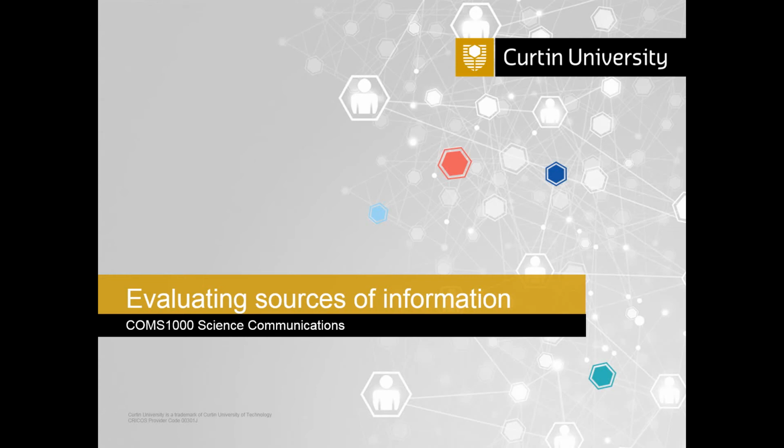This short video discusses how we evaluate sources of information. As you well know, there's an abundance of information that is easily available today. However, as a scientist, we need to ensure the information that we refer to is trustworthy and credible. It's easy to find information. The trick is figuring out which information to exclude.